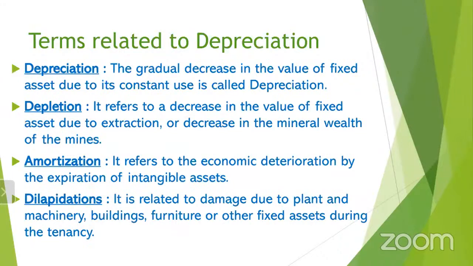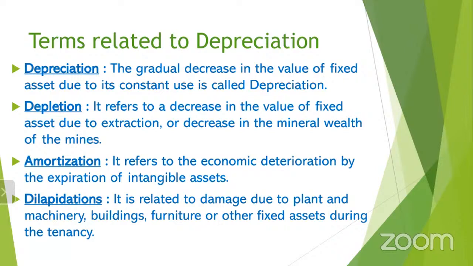Definition of depreciation. Some new terms are there in the depreciation chapter. Depreciation: the gradual decrease in the value of a fixed asset due to its constant use is called depreciation. It will decrease the value of a fixed asset gradually. We will calculate depreciation on fixed assets only.